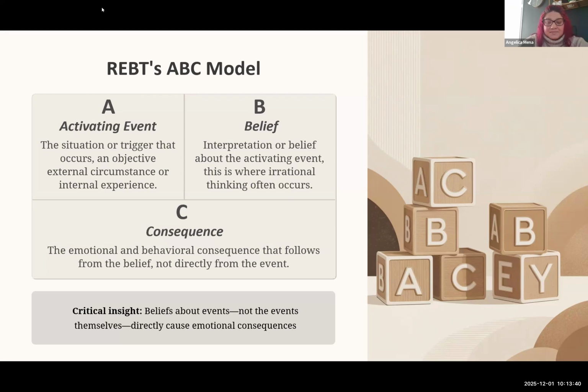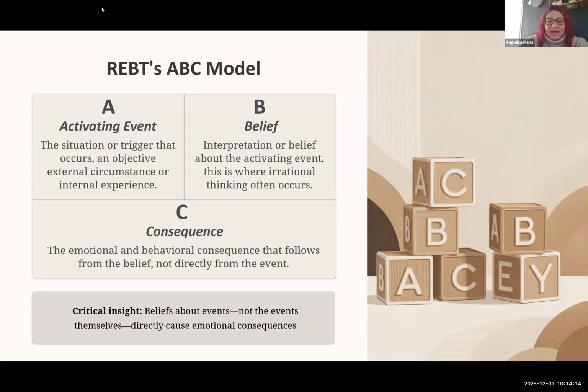So he decided that A stands for activating event. And so this is the situation or trigger that occurs, and it can be something external, like being criticized at work, or something internal, like a memory or a physical sensation. And so this is the activating event. This is what actually happened. I think in a previous lecture I referred to it as the facts, what happened, this happened, right?